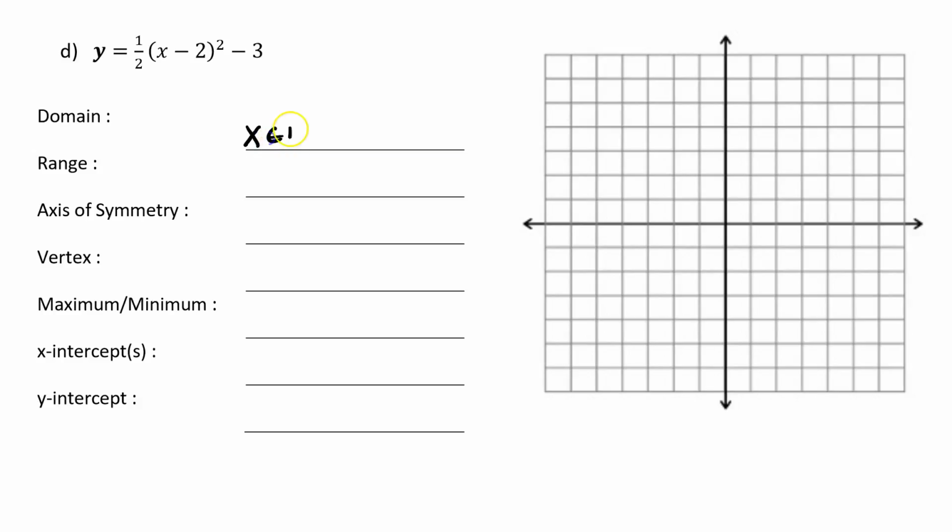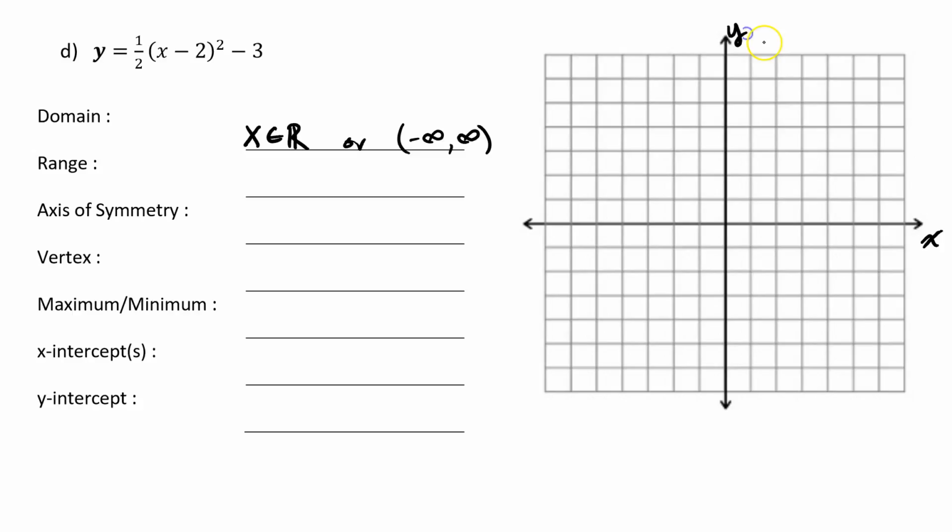Right off the hop, I know that parabolas all have the domain of x. x is an element of the reals. Or, if we want to write it in interval notation, we can go negative infinity to infinity, because all x values can stretch between negative infinity and positive infinity.